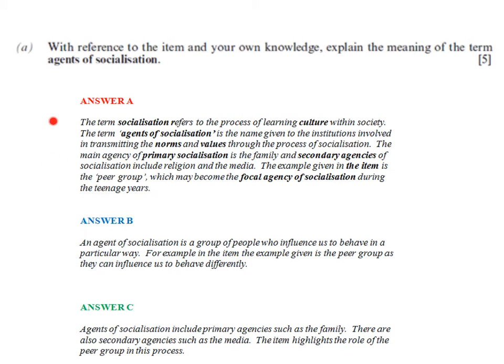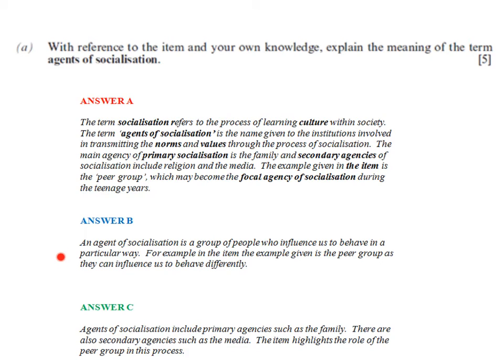Answer A is very good and would probably get 5 marks out of 5. Remember what I said earlier about some terms having 2 parts to them? So agents of socialisation, what this candidate does is initially explain what we mean by socialisation, and then they specifically look at what we mean by agents. They connect the idea of agents of socialisation to other concepts, and they make use of the item. 5 marks out of 5, very good.